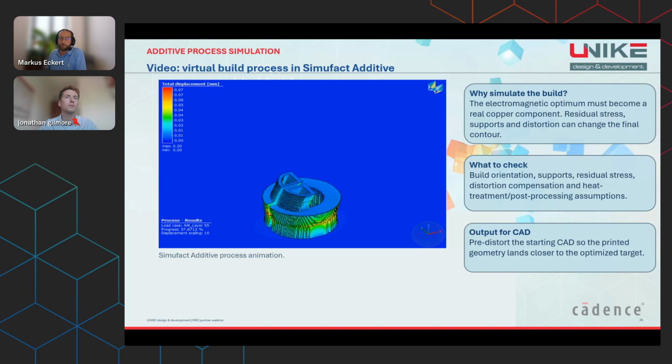The decisive output is not only a colored distortion plot, but also the ability to compensate the input geometry deliberately so that the printed coil lands closer to the required target contour.